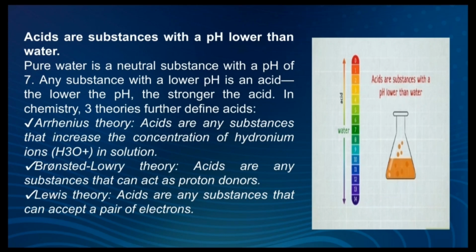In chemistry, there are 3 theories that further define acids. Number 1 is the Arrhenius theory. According to it, acids are any substances that increase the concentration of hydronium in solution. Number 2 is the Bronsted-Lowry theory. According to it, acids are any substances that can act as proton donors. And number 3 is the Lewis theory. According to the Lewis theory, acids are any substances that can accept a pair of electrons.